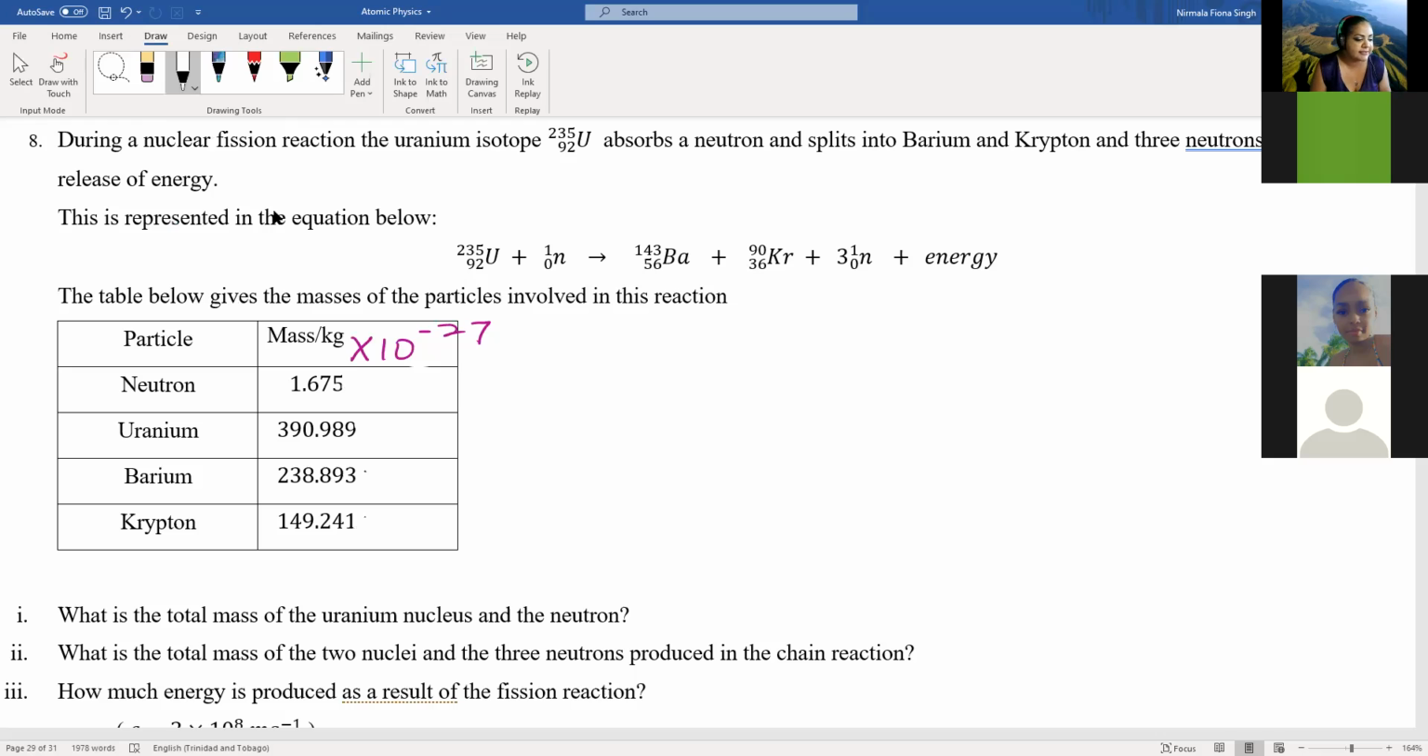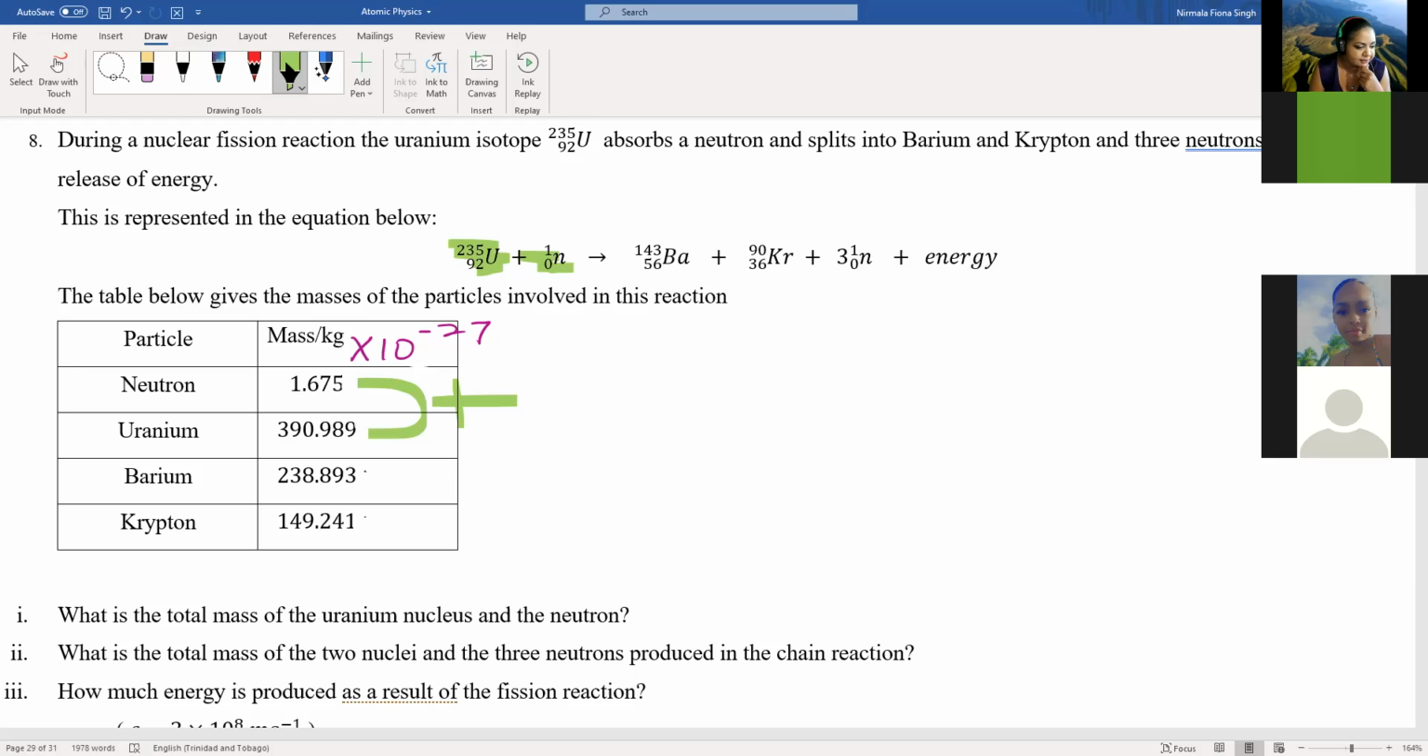What is the total mass of the uranium nucleus and the neutron? So I want to get the total mass of the uranium nucleus and the neutron. Again, this is just simple addition. I'm just adding a neutron to the uranium. That's question 1, part 1.